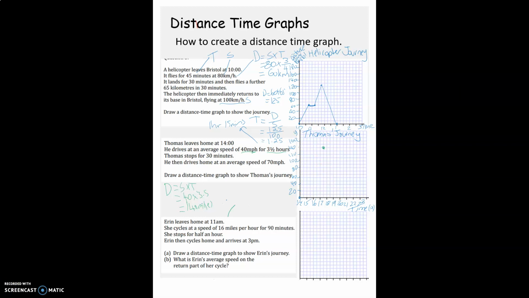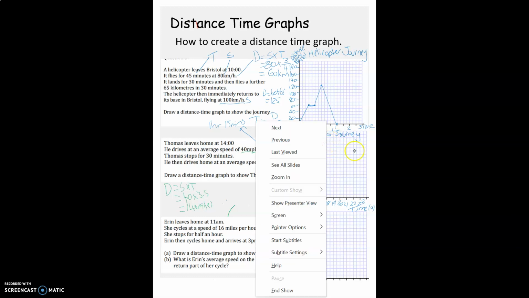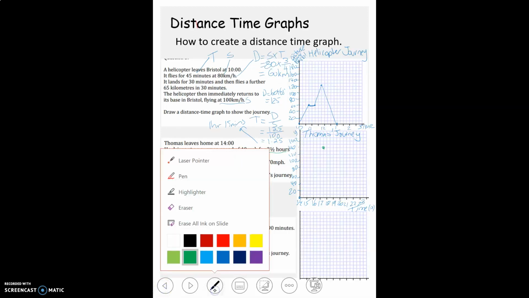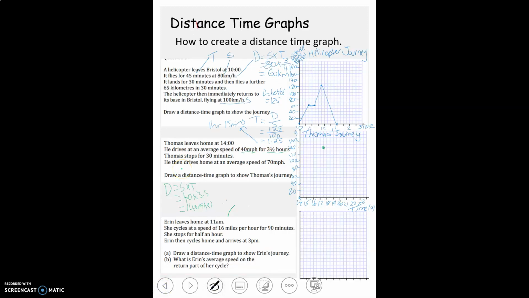It then says that he stops for 30 minutes. So that means we've got a horizontal line, 30 minutes. So that's going to be 1 block away. So we draw another dot. Half an hour away. He then drives home at an average speed of 70 miles per hour.